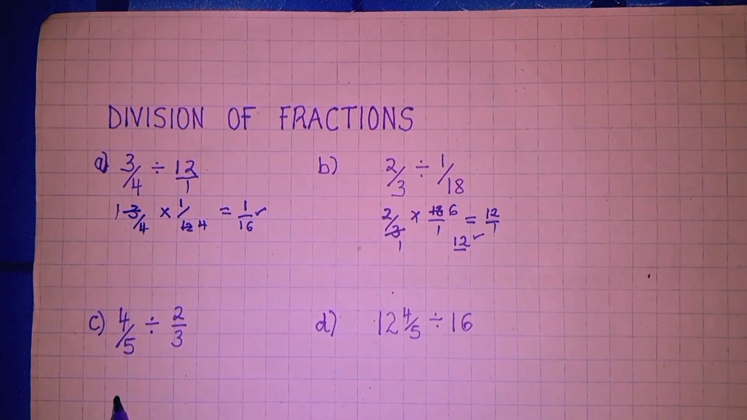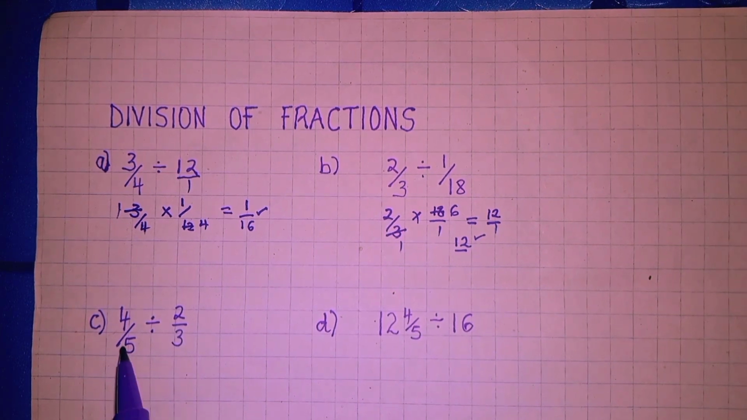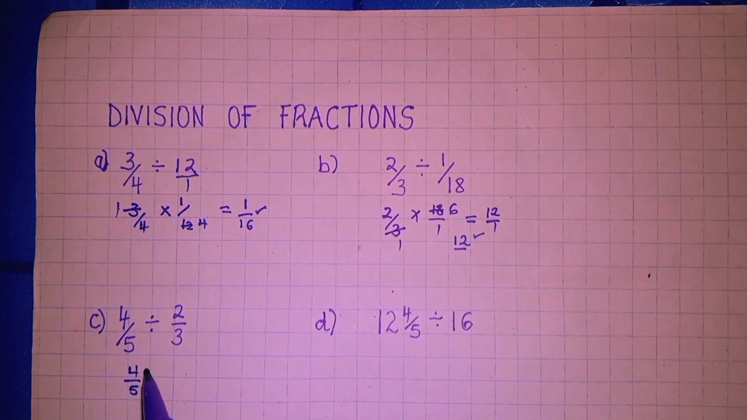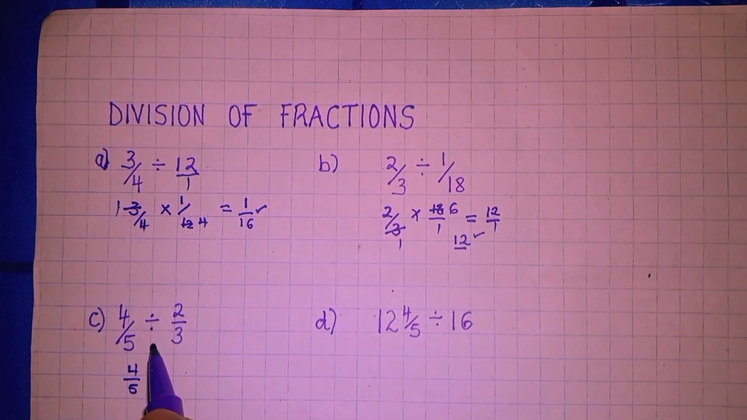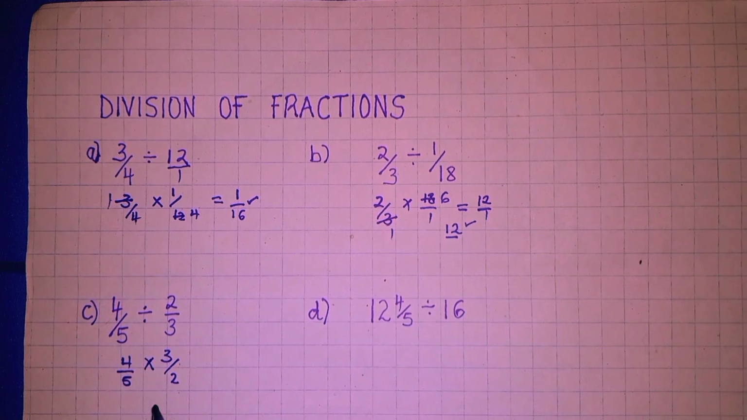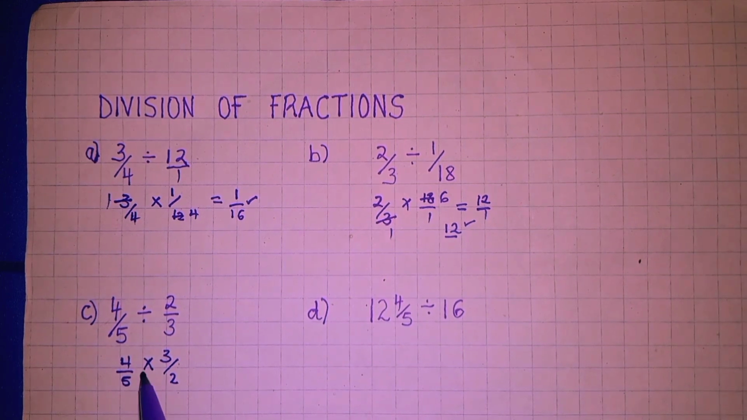So question C, we have 4/5 divided by 2/3. So this one will be 4 over 5. Change the sign from division to multiplication, times 2 over 3. The reciprocal of 2 over 3 is 3 over 2. So check if there is any number that you can cancel.